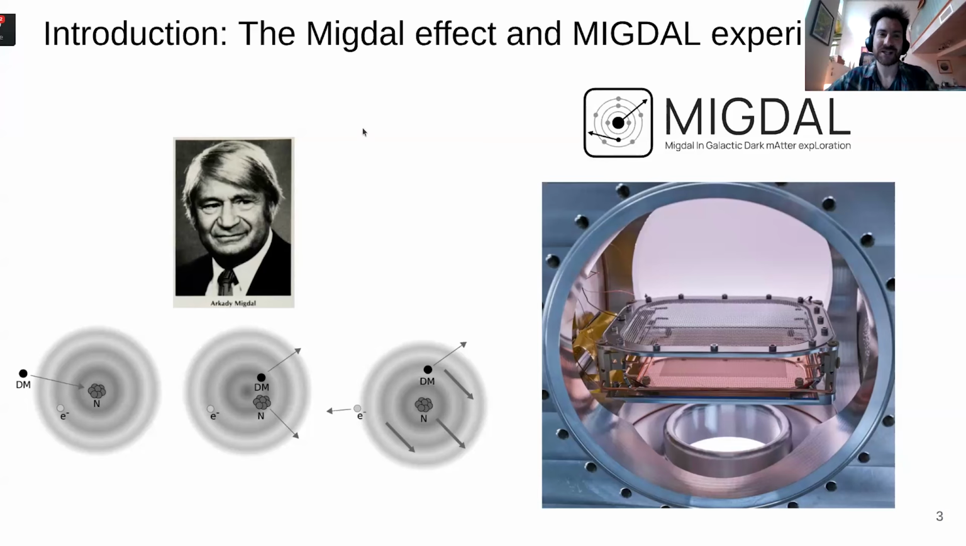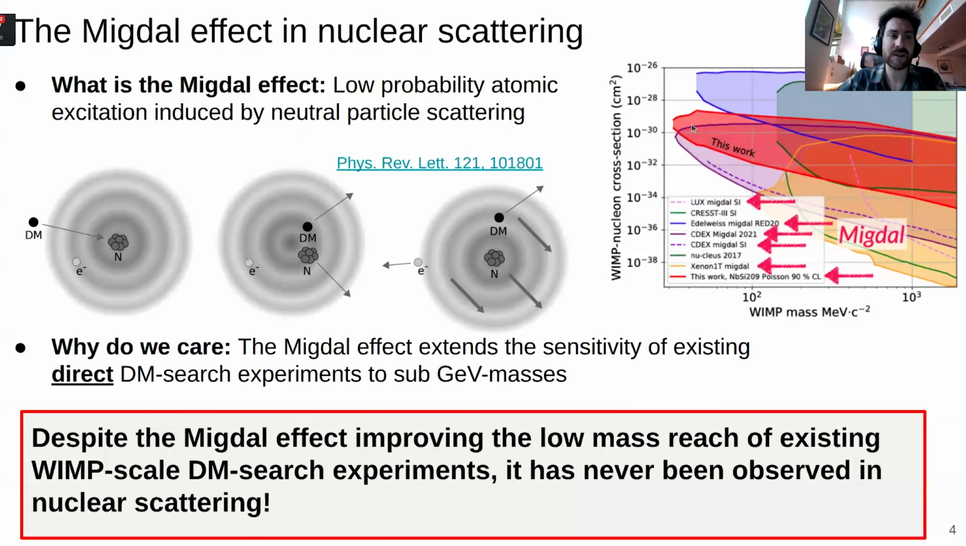I'll start by introducing the Migdal effect and the Migdal experiment, and then we'll get into the first part of the module. Whenever I talk about the Migdal effect, because there are actually a couple of different kinds, the one we're interested in is the Migdal effect in nuclear scattering. This is the low probability atomic excitation that's induced by neutral particle scattering. But what does that actually mean?